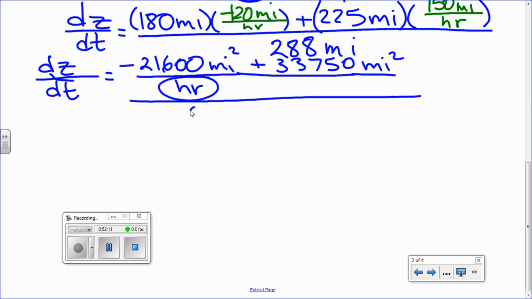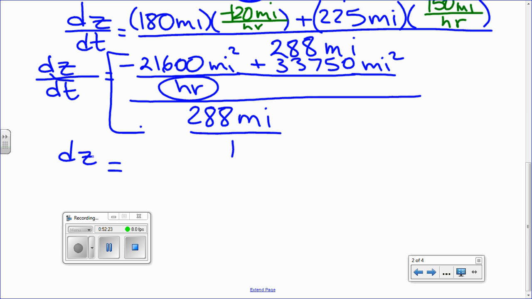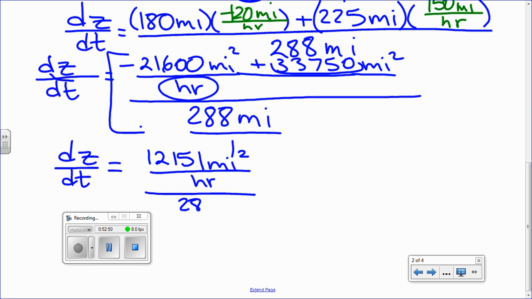It's going to be divided by 288 miles, and that is over 1. So if we multiply our outer quantities, well, actually, before we do that, let's go ahead and combine like terms in the numerator. We can do that because we have the same units. So we're going to have 33,750 from here minus 21,600, and that's going to give me 12,151 miles squared per hour. And then here we have 288 miles per nothing, so over 1.